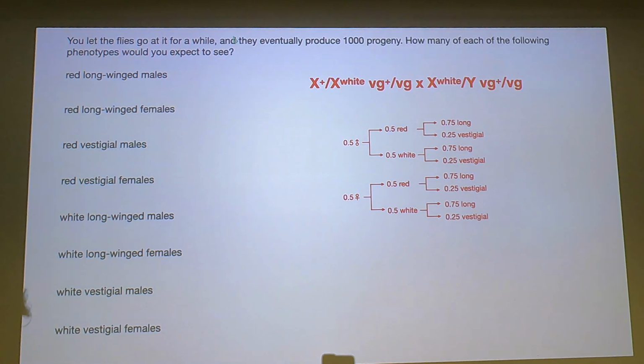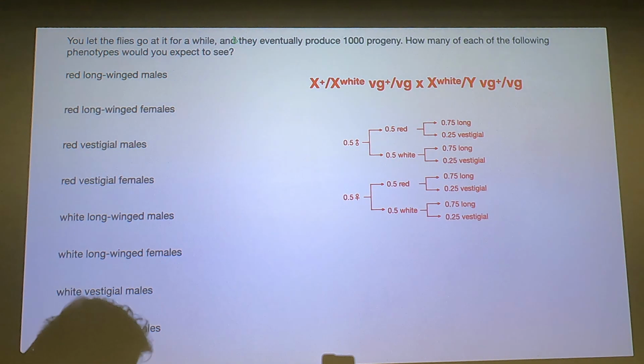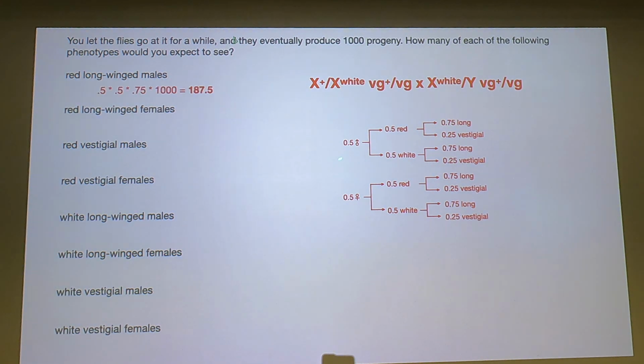Okay. So who did this for red long-winged males? Go ahead. 187.5. Why, that sounds exactly right. Yeah. So it's just 0.5 times 0.5 times 0.75. And we get that nice result.